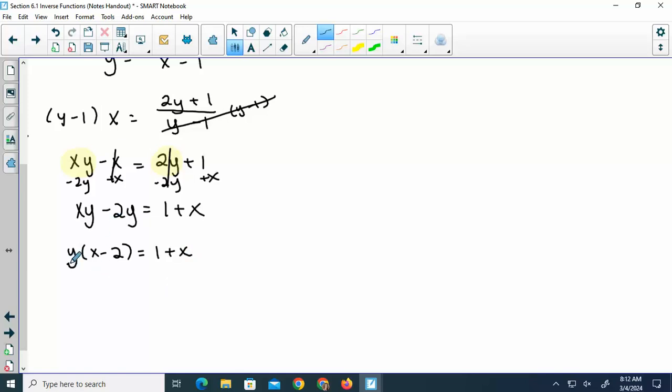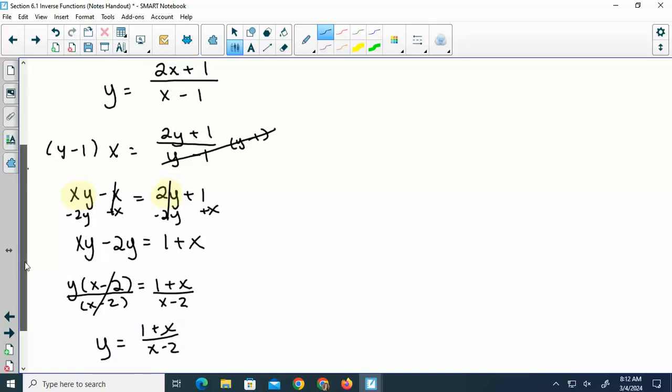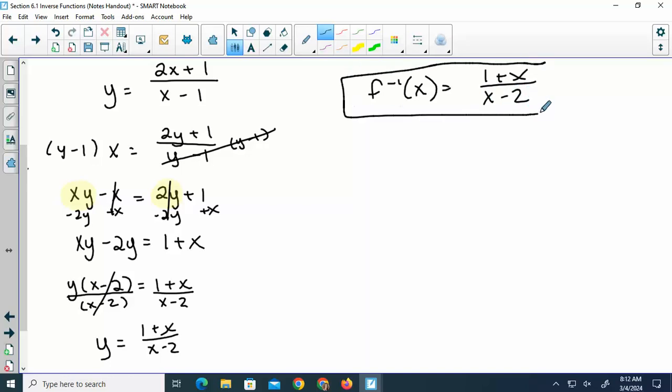So then, we can divide by x minus 2. So y is 1 plus x over x minus 2. And final step, instead of y, we write, my inverse is 1 plus x over x minus 2. Okay. Then I need domain and range of everything.